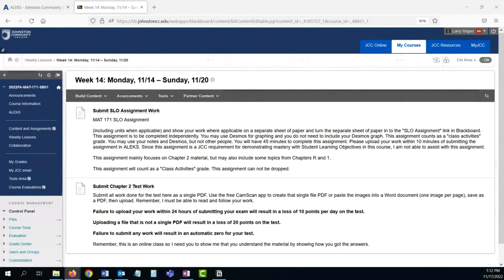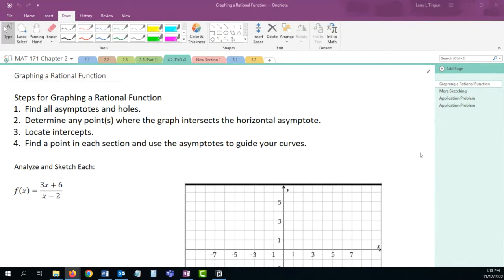I'm really much more interested in you understanding the material than I am about you being able to find the vertical asymptote of a rational function. It's more of the process or the procedure than it is about can you find that. All right, so the SLO assignment is open in ALEKS. The test is open in ALEKS, and you've got 5 days, which should be plenty.